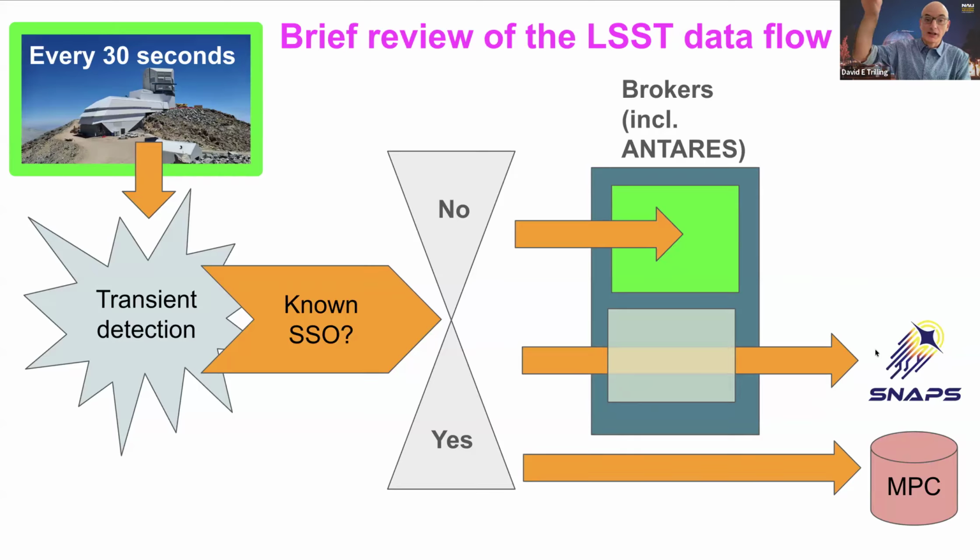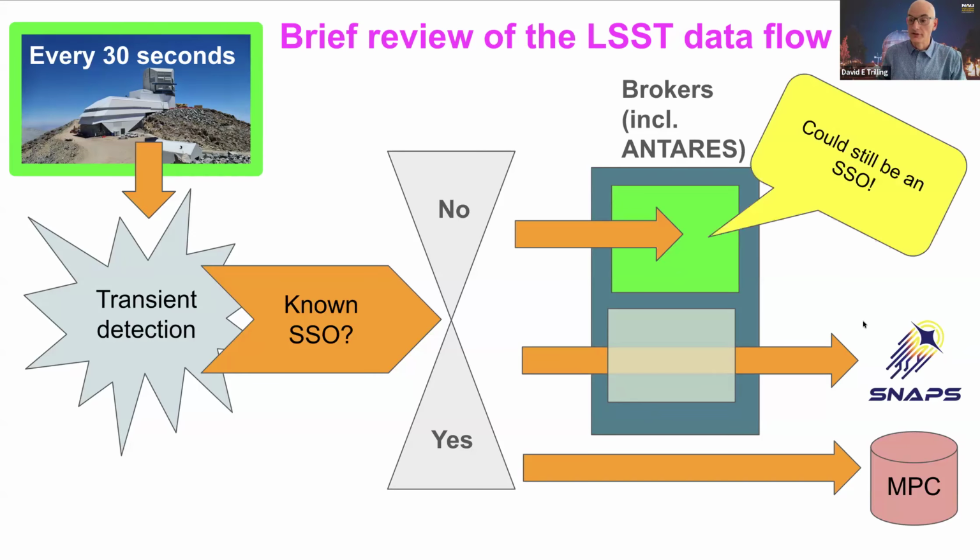Then Antares takes everybody else who's not a known solar system object, and that passes through their Antares stuff that we have heard about. So what this means is that known solar system objects are broadcast to Antares and then rebroadcast from Antares to SNAPS. And that's what I'll show you here today.